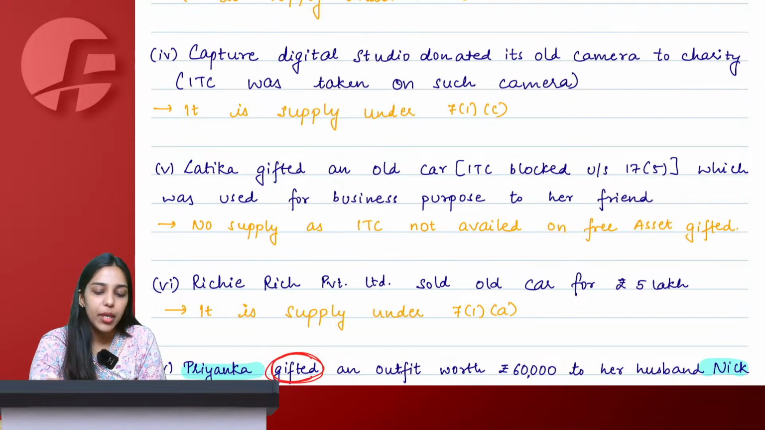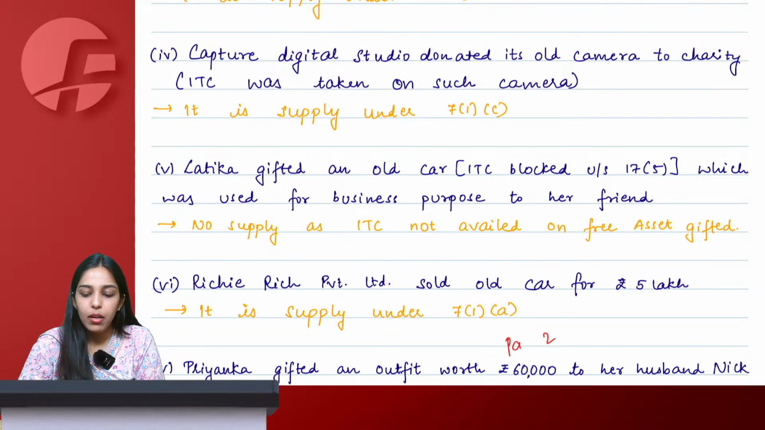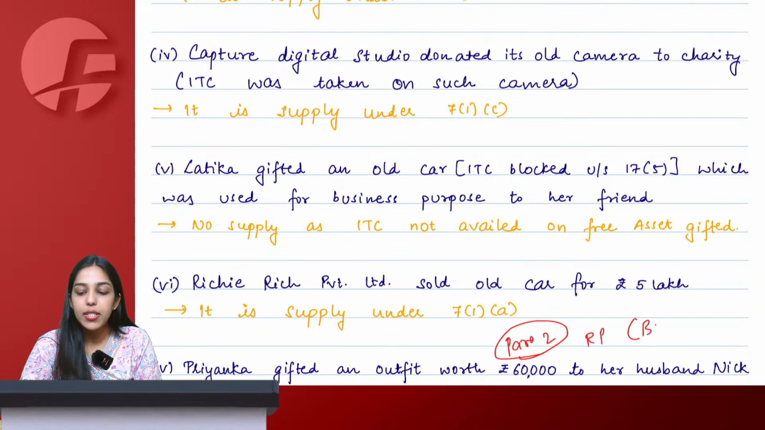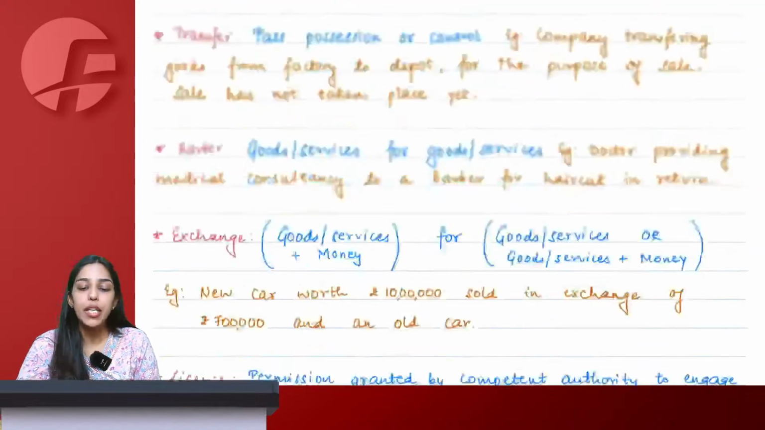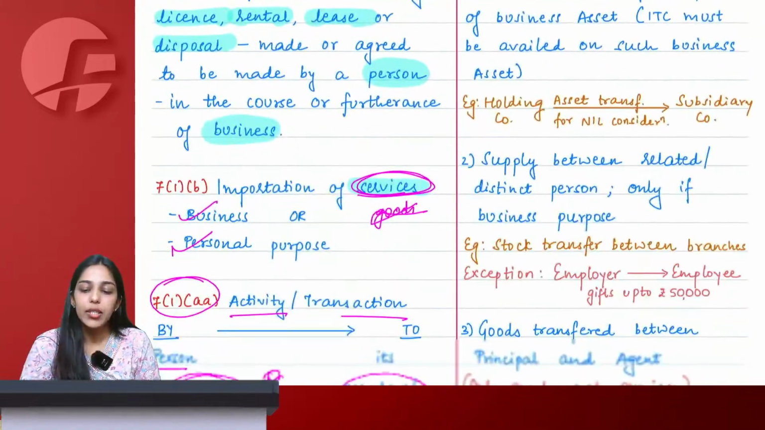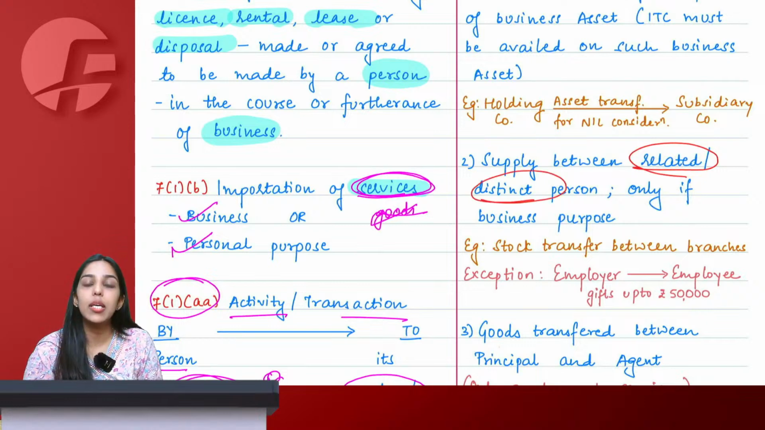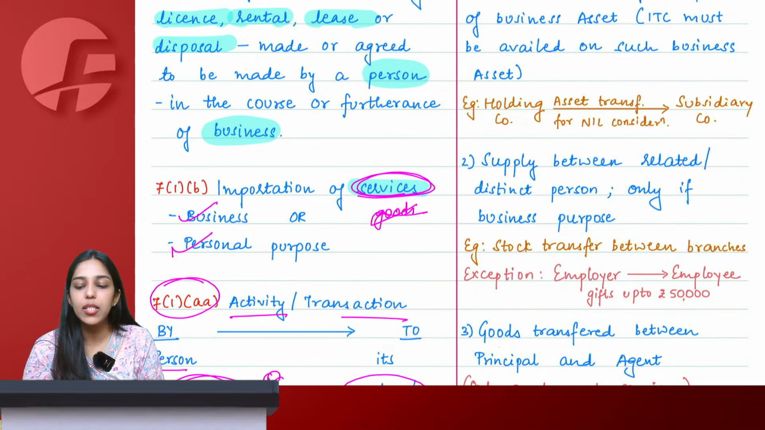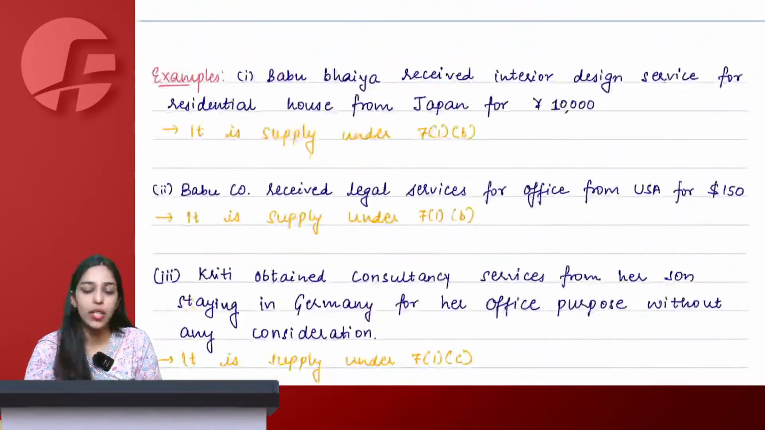Ma'am, see, Priyanka and Nick being related persons, we will check para 2. There is a supply between related persons, but it is not for business purpose. There were 2 conditions to be fulfilled. That supply has to be between related persons or distinct persons, and only if it is for business purpose. Only if it is for business purpose, then we will be considering it as supply without consideration.